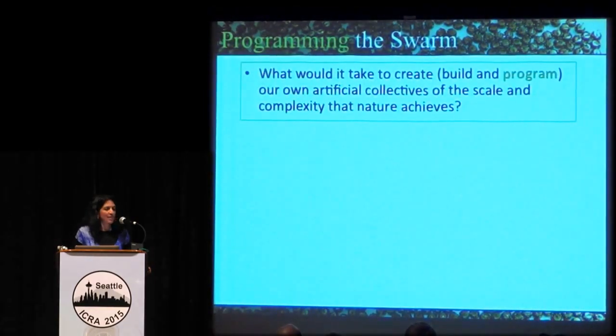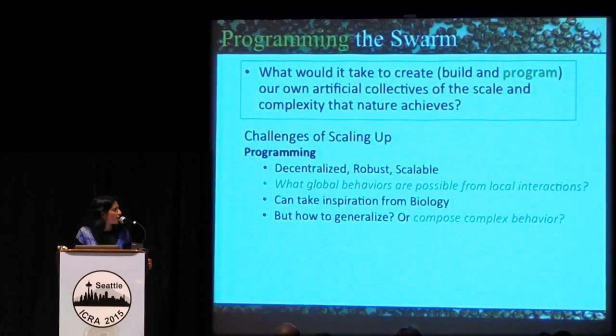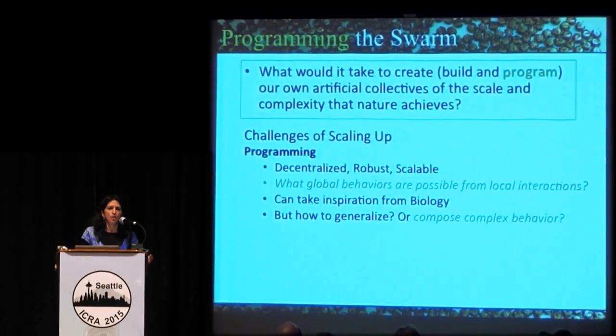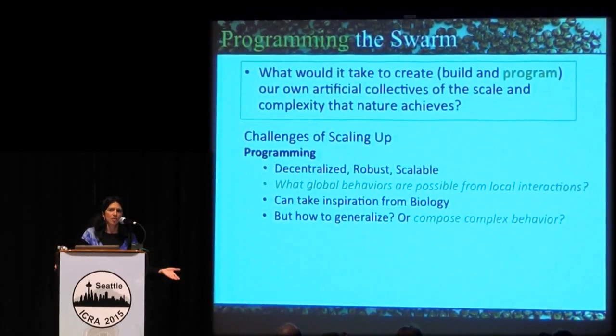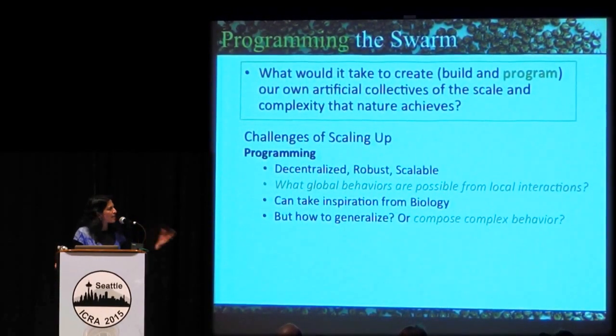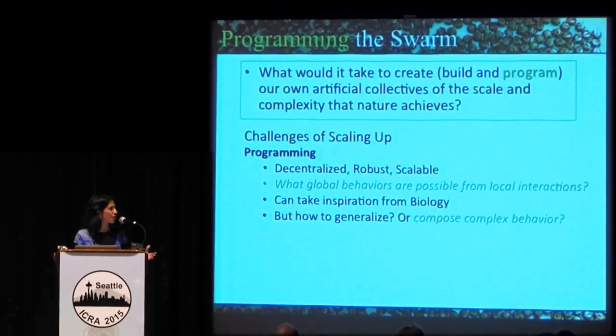Okay, so the next challenge is programming them. So how do we get from programming three or four robots to programming a large group? And here too, I think some of the challenges have been known for a long time, and there's been a lot of work in this area. One of the challenges is that we would like to have the same properties, ideally, that we got with the biological systems: that these systems would be decentralized, you could take out any robot and it would still be robust, it would scale to larger numbers because each one is only doing local interactions, and that's all great.